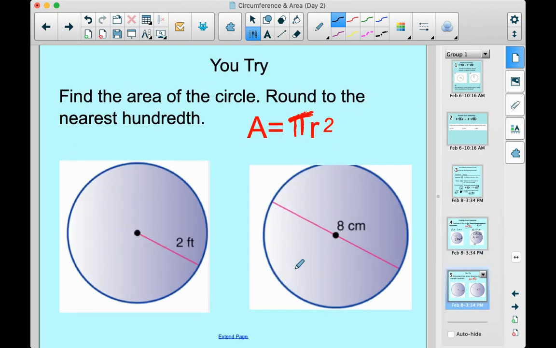Okay, so why don't you try these two? I'll pause it here, see what you can come up with for the area. Again, don't worry about rounding, just use 3.14, keep what that gives you, and we'll see how you did.